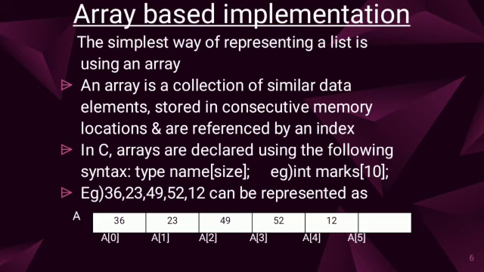In C language, arrays are declared by using the syntax: type, that is the data type used, then the array name, and also mention the size of the array. Once the array size is declared, it cannot be changed anymore because an array is a static data structure. In this example, we have a list of elements 36, 23, 49, 52 and 12. Here the element 36 is stored at array position 0, 23 is stored in position 1, 49 is stored in position 2 and so on.